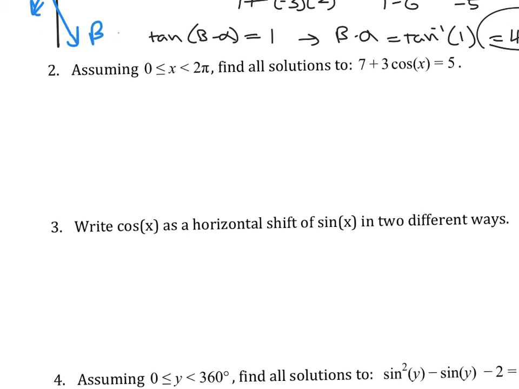Number 2. For x between 0 and 2 pi, find all solutions to this equation. So I want to isolate the cosine. I'm basically solving for cosine of x first. So I'll rewrite a little bit. 3 cosine of x equals 5 minus 7, or cosine of x equals negative 2/3.